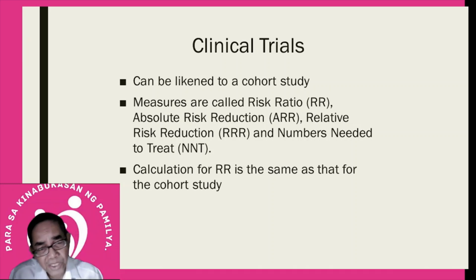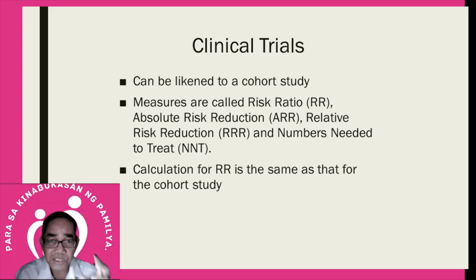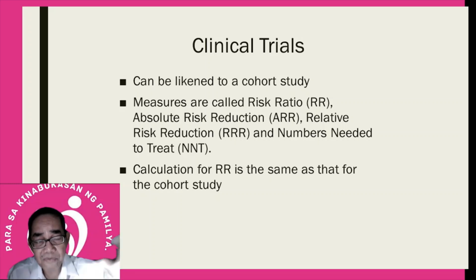Okay, now clinical trials can be likened to a cohort study. As you will note, we told you that in an experimental study, we begin with people who don't have the outcome. In a cohort study, we begin with people who don't have the outcome. In a clinical trial, these are people who have the disease, both of them have the disease. One is given the experimental, another one is given the placebo. Now the outcome will be people who will be cured from the disease. So all of them still have the disease.